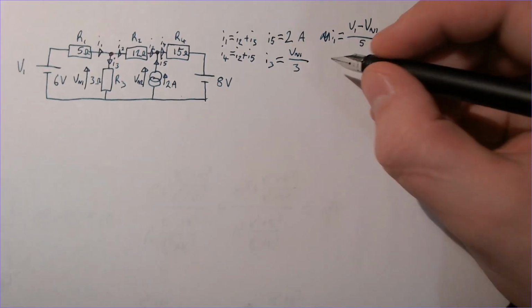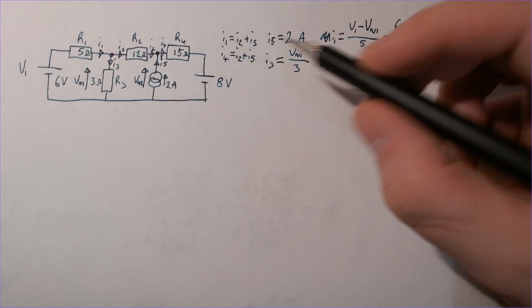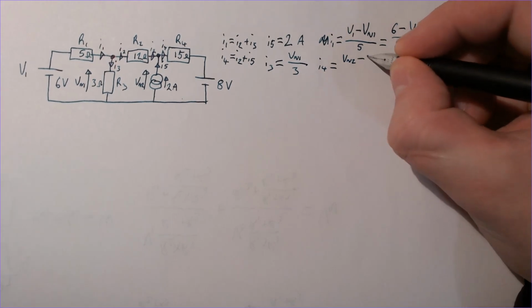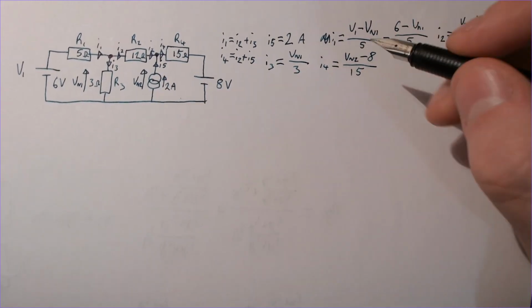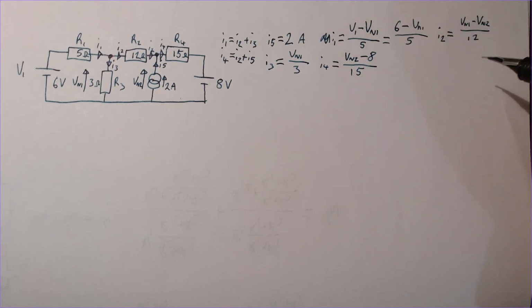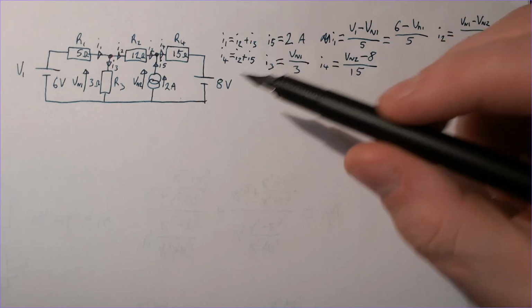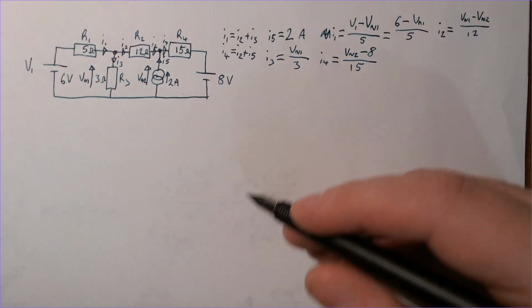And I4 equals, well, that's higher, so Vn2 minus 8 over 15 ohms. Oh, and I5 we've already written there as 2 amps. So these can all be combined together now.